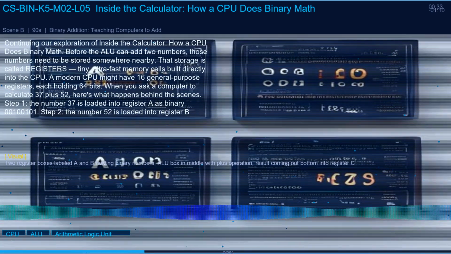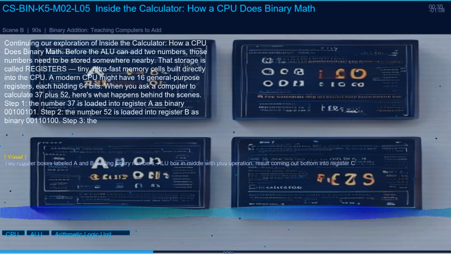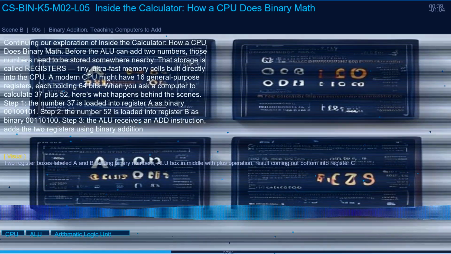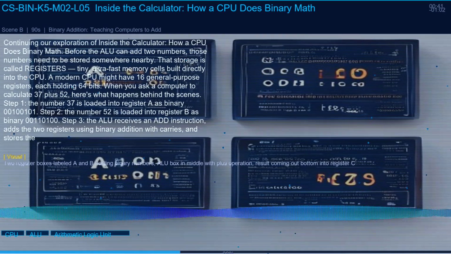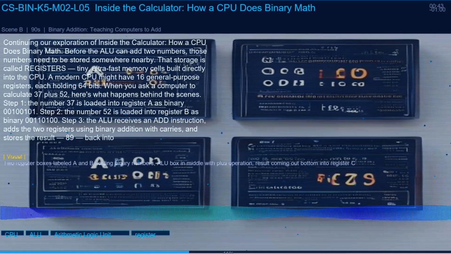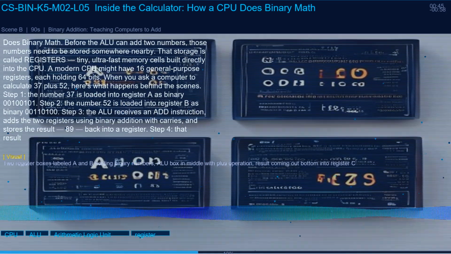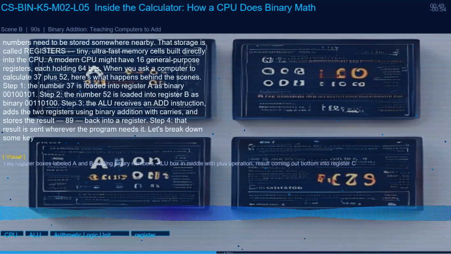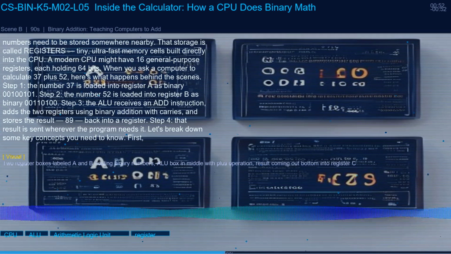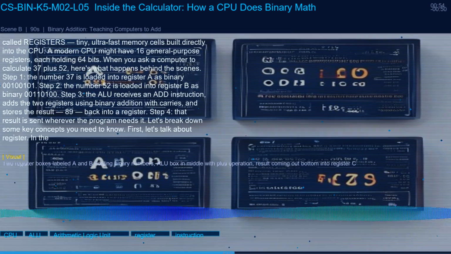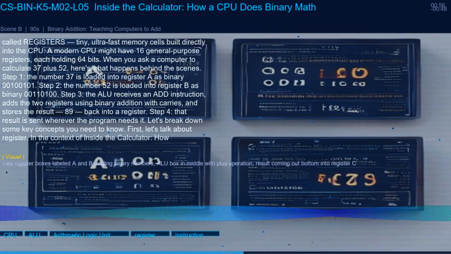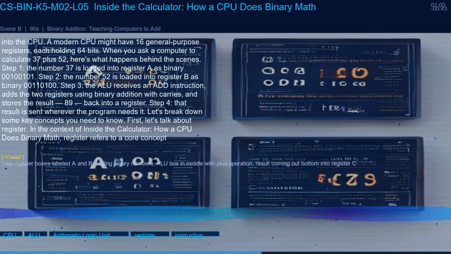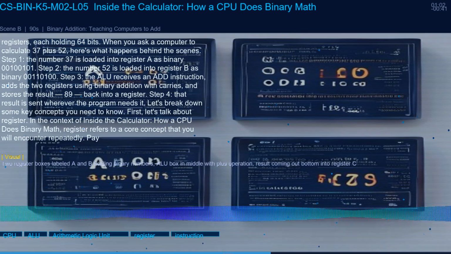Step 1. The number 37 is loaded into register A as binary 00100101. Step 2. The number 52 is loaded into register B as binary 00110100. Step 3. The ALU receives an add instruction, adds the two registers using binary addition with carries, and stores the result 89 back into a register. Step 4. That result is sent wherever the program needs it.